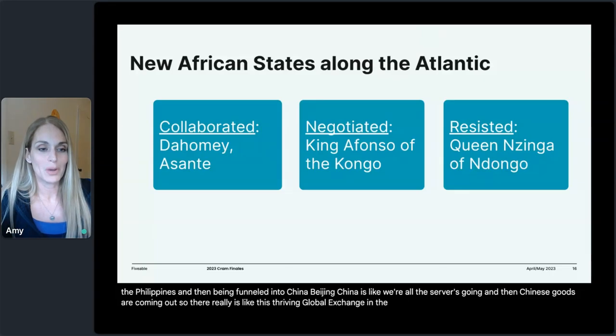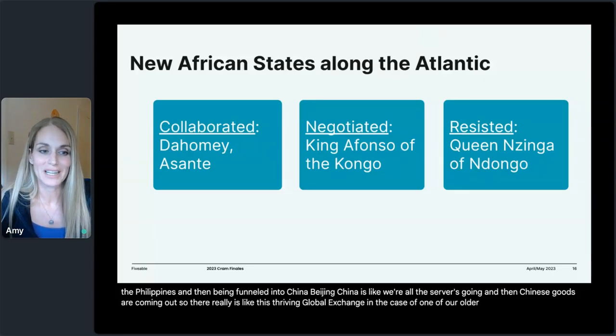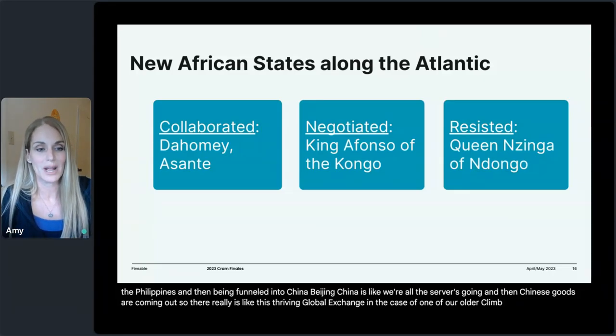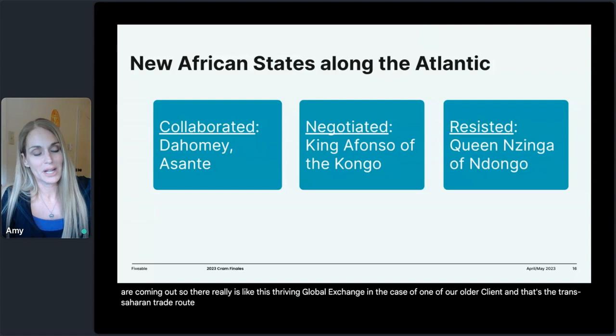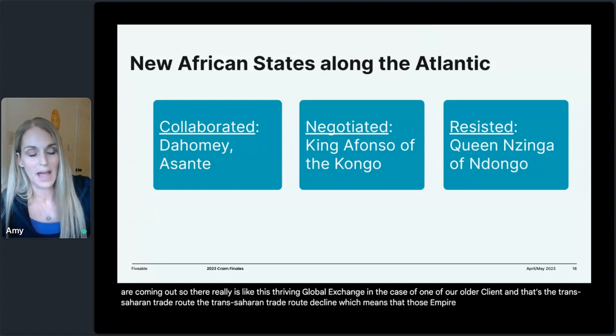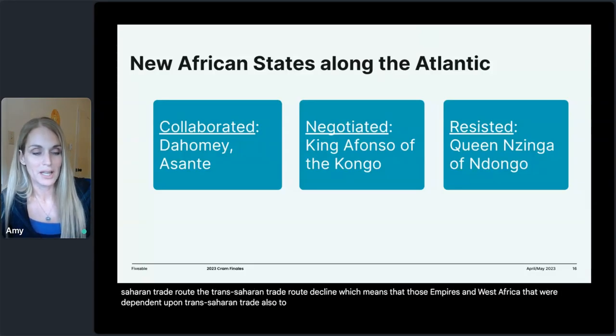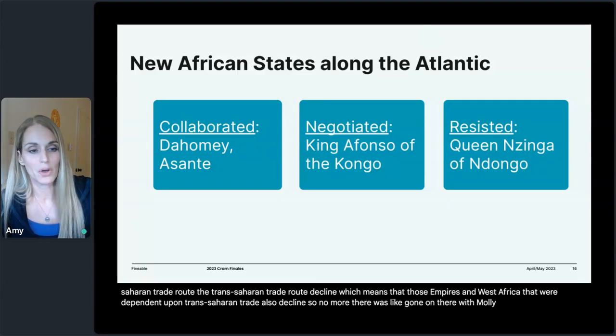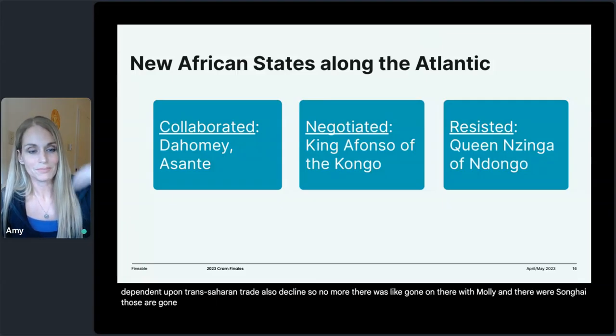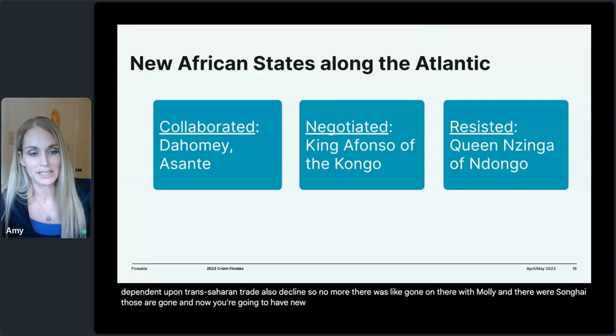In the case of one of our older trade routes, however, it enters into a period of decline, and that's the trans-Saharan trade route. The trans-Saharan trade route declines, which means that those empires in West Africa that were dependent upon trans-Saharan trade also decline. So no more. There was Ghana, and then there was Mali, and there was Songhai. Those are gone. And now you're going to have new states.